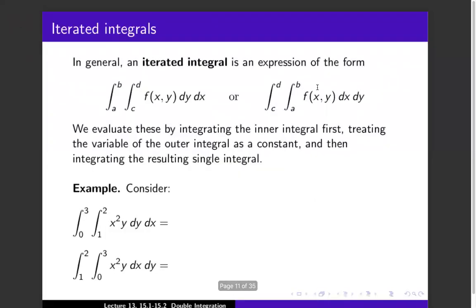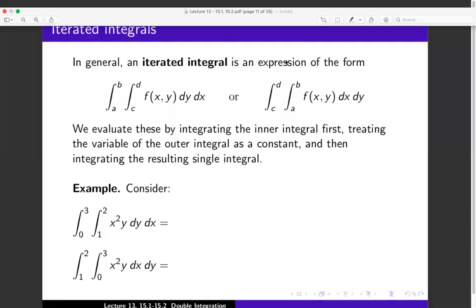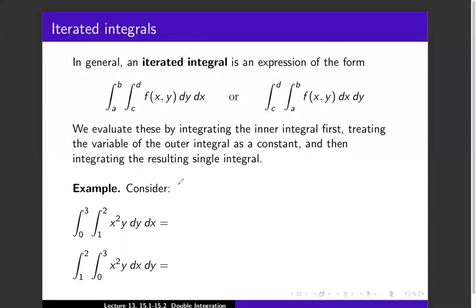So we should do an actual concrete example of this so we can see how to actually calculate one of these things. Now, this looks very scary, but in fact, it's actually quite straightforward. All that we're really doing here is integrating the inside first and then the outside. So you integrate from the inside out. So you leave the outside where it is. So let's take the integral from 0 to 3 of the integral from 1 to 2 of x squared y dy dx. Now, because dy is on the inside, you're going to integrate this y term first.